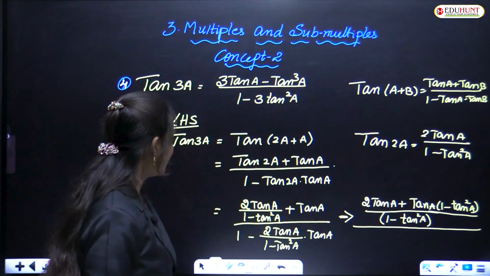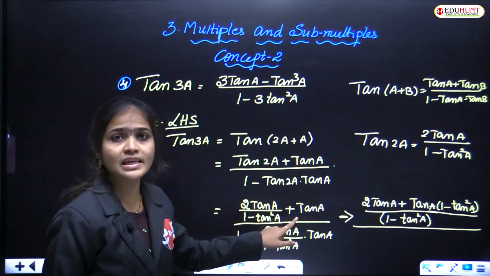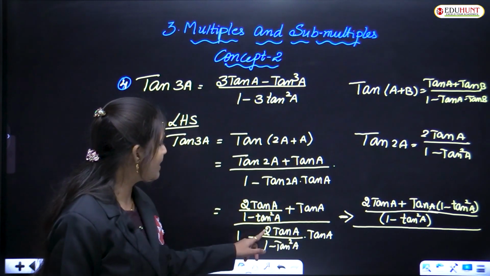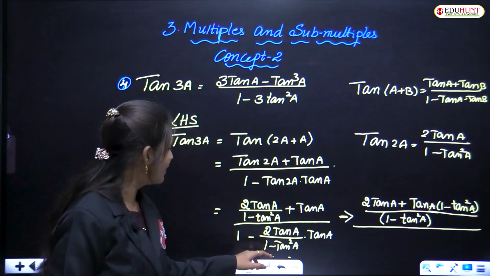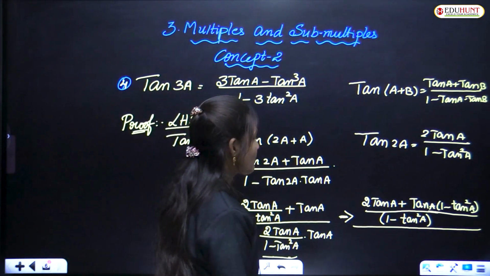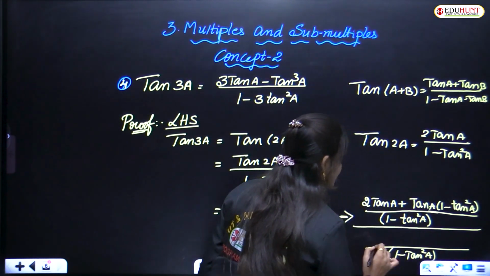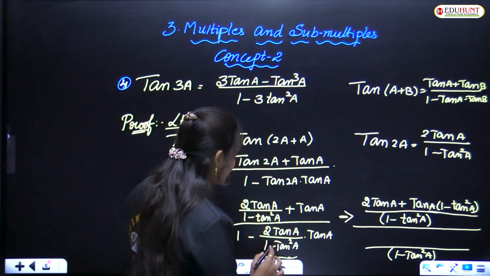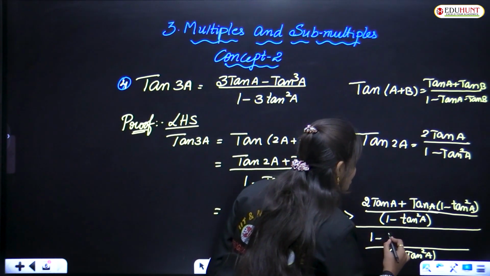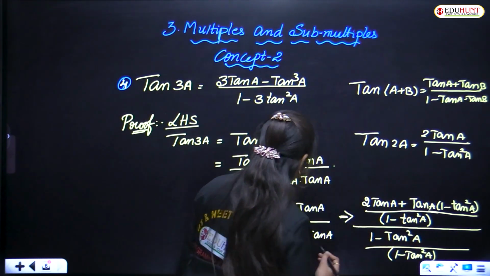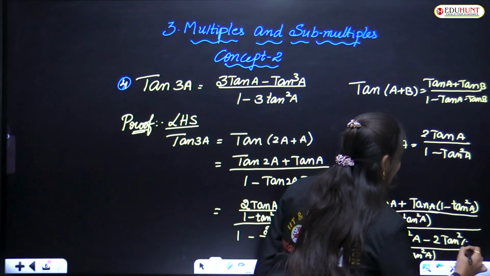Okay. Now the denominator. Again, what is the denominator here? 1 minus 2 tan a into tan a, which is 2 tan square a. So 1 minus 2 tan square a by 1 minus tan square a. So here what is the LCM again? 1 minus tan square a. So that is the LCM. Understand? Now here we just have to take the cross multiplication again. So 1 into 1 minus tan square a, which is 1 minus tan square a, minus 2 tan square a.